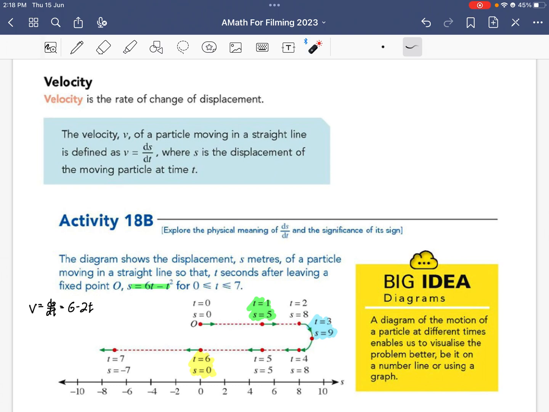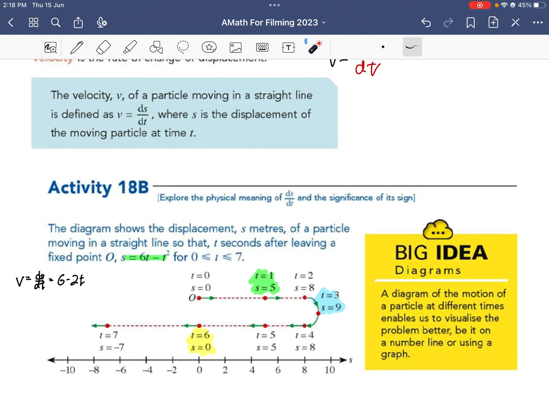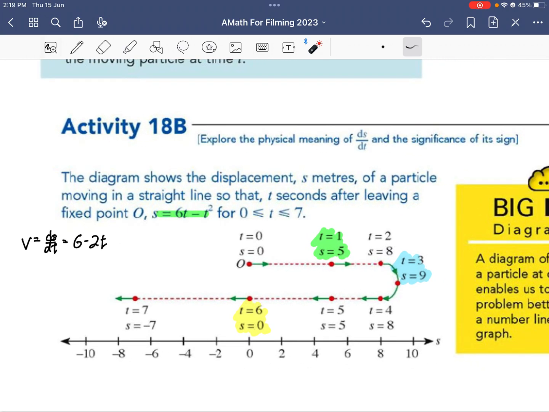Velocity is defined as the rate of change of displacement. Here's the very first thing that you need to know. Given displacement, if I differentiate displacement with respect to time, what I actually get is the velocity. So from displacement, you differentiate, you get velocity. And this is given by v equals differentiating s with respect to t.